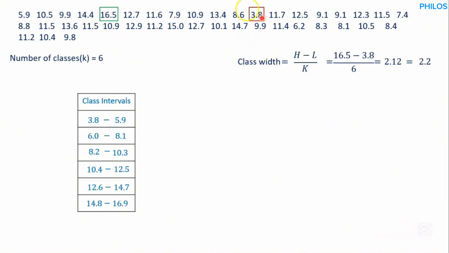So make sure that all your data values fall within the classes. The upper class limit of the last class is 16.9, and the lower limit of the first class is 3.8. If your data values can't fall within that range, let's assume the last one happened to be 16.4 and your highest data value, 16.5, can't fall within. Then you have to shift this back a bit. Maybe start from 3.7 or 3.6 so that all can fall within. You get it? So that's how to get the class intervals.